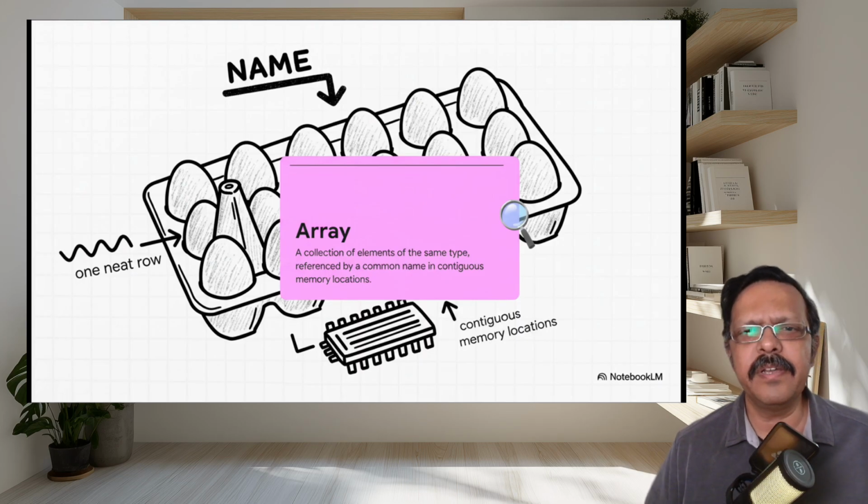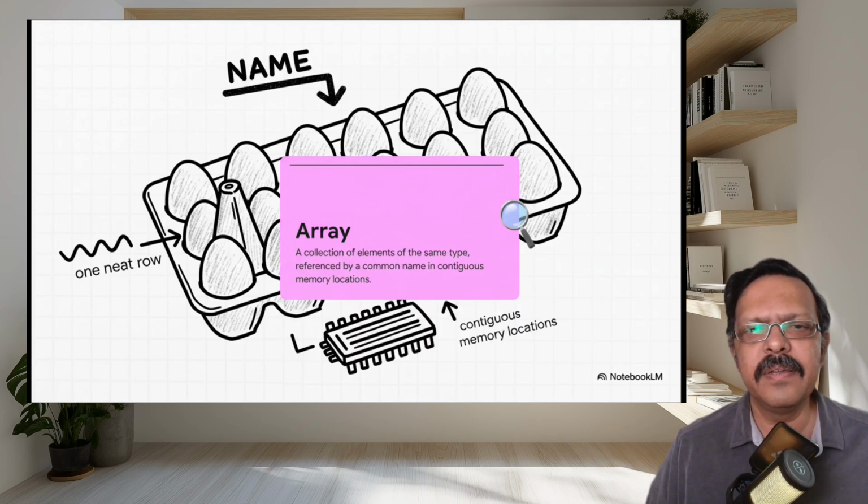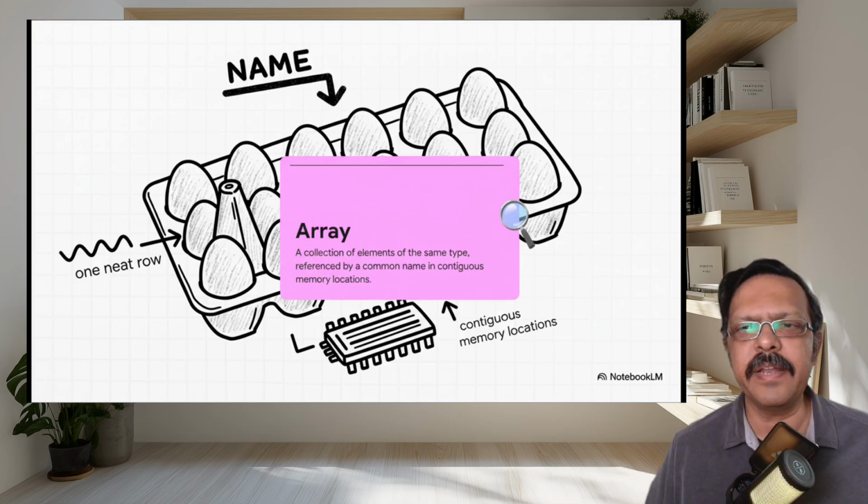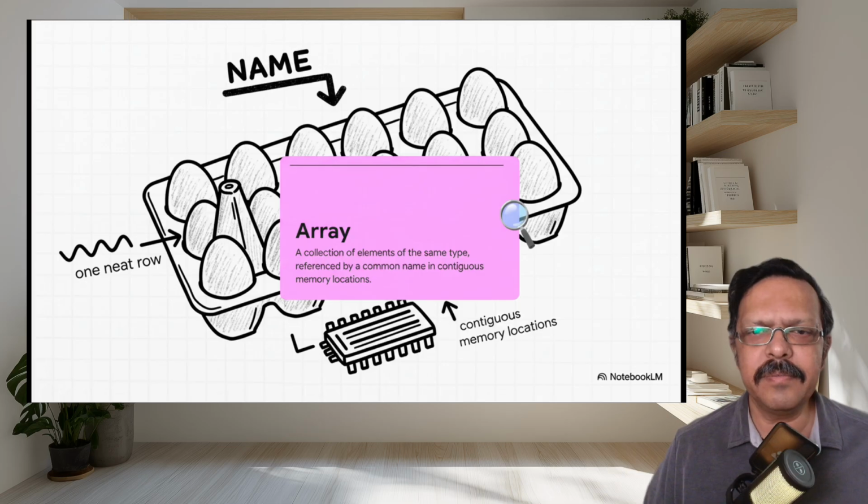So let's look at what an array is in real life. The textbook definition is simple. A collection of elements of the same type stored in contiguous memory locations is an array. That is accurate, but still abstract if you have never encountered an array before.